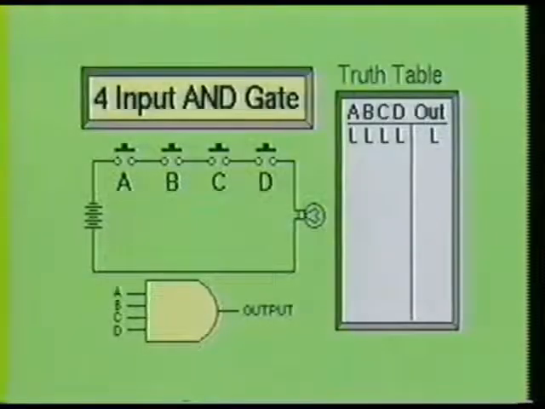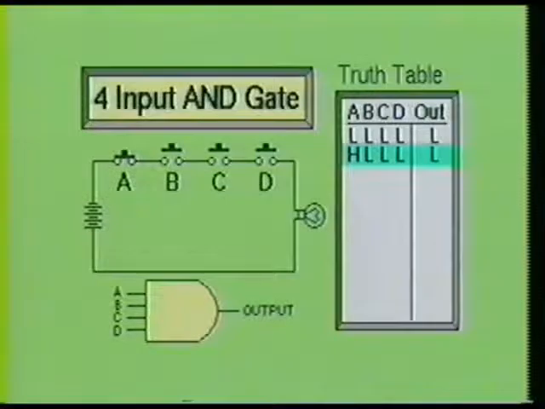The 4 input AND gate is being illustrated with a simple series circuit consisting of 4 normally open switches and a lamp for the load. A truth table has also been shown beside the circuit, indicating the output state when all inputs are low. As you will notice, when switch A is energized, the lamp does not turn on. Therefore, we have a low at the output.